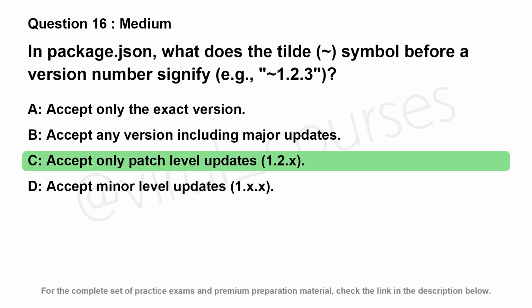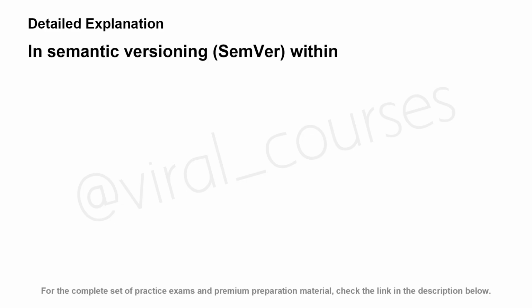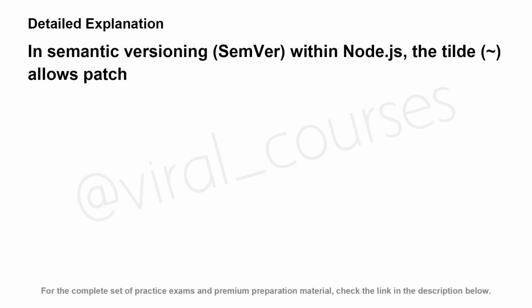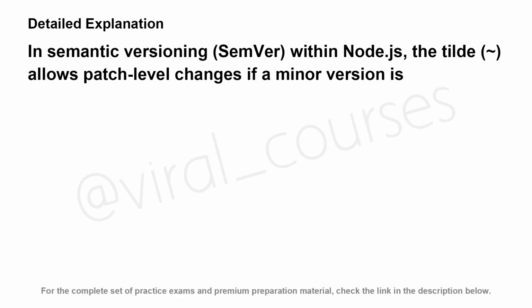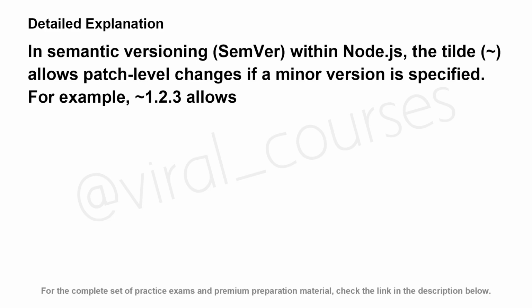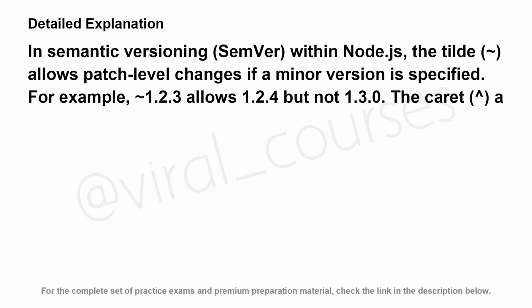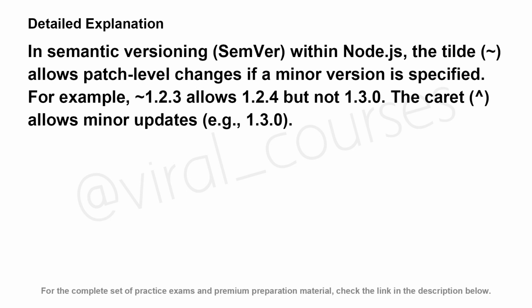The correct answer is C. In semantic versioning, semver, within Node.js, the tilde allows patch level changes if a minor version is specified. For example, ~1.2.3 allows 1.2.4 but not 1.3.0. The caret allows minor updates, e.g., 1.3.0.